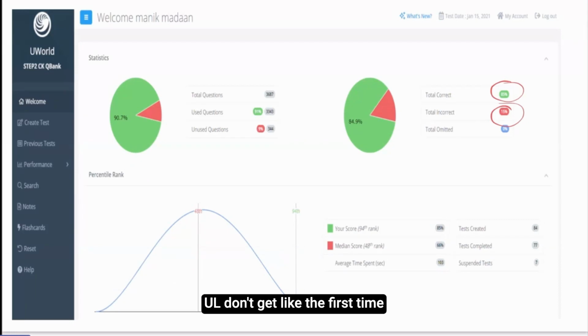Most of the people who even do UWorld don't get that the first time. In second pass, people don't get these kinds of results. I was able to obtain it in my first pass. And this is all the beauty of testing skills.